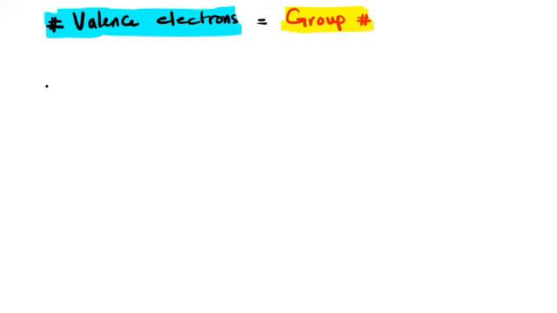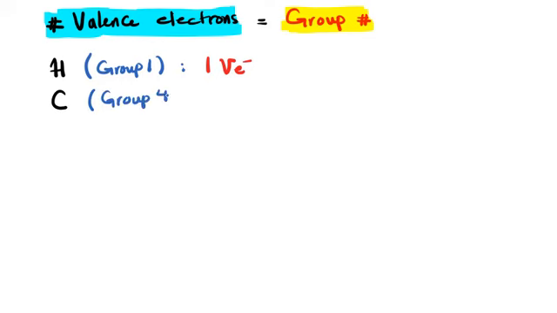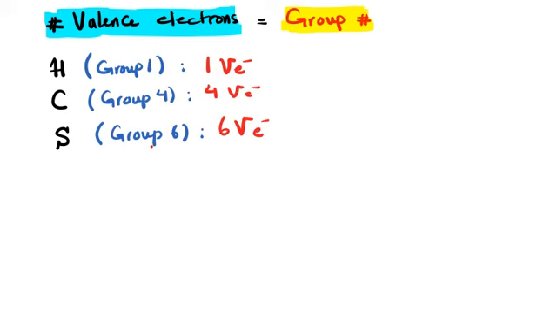What does that mean? Assume that we are going to talk about hydrogen. Hydrogen is group 1, so we have only one valence electron. If we are talking about the carbon atom, carbon is group number 4, so we have 4 valence electrons. It is the same for any other element, like sulfur. You just need to look at the periodic table, and you don't need to write the electron configuration. So easily you can say 6 valence electrons for the sulfur atom.